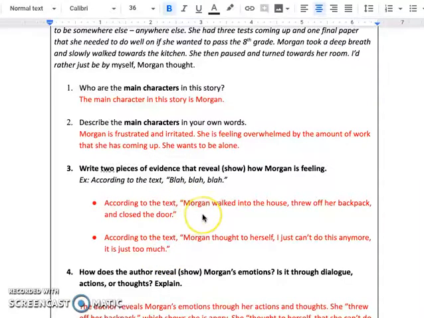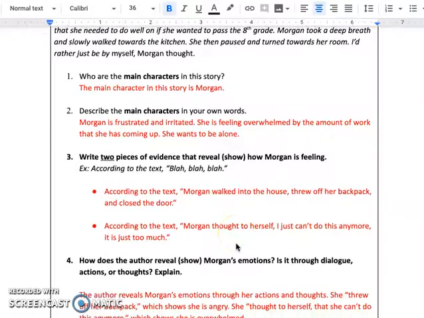And these were my examples to show Morgan was annoyed. She walked into the house. She threw off her backpack and closed the door. That shows she was mad. Morgan thought to herself, I just can't do this anymore. It's just too much. This one, because she walked into the house and threw something, we know is an action, the first example. The second example, we look at that word thought and know that she is thinking something. So that's how the author shows her emotion there.